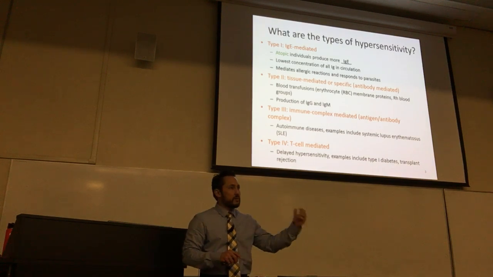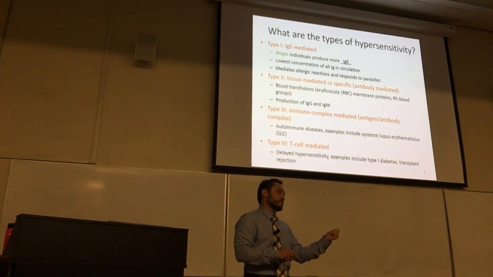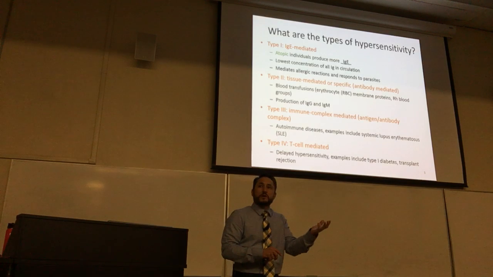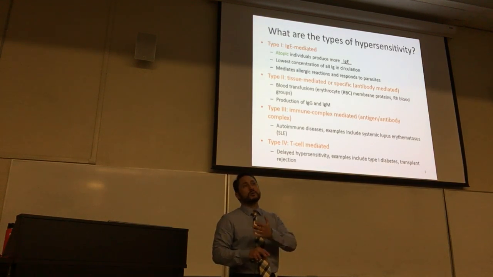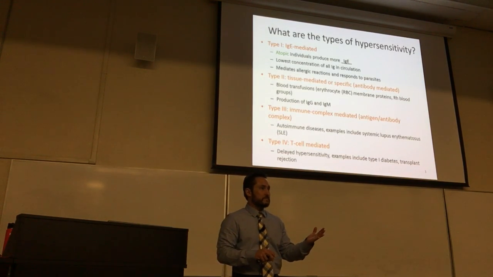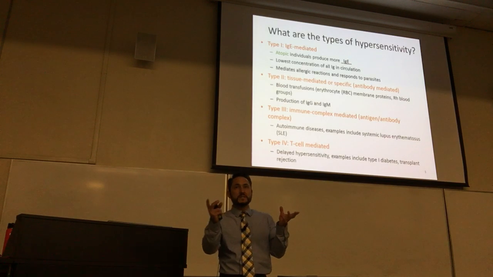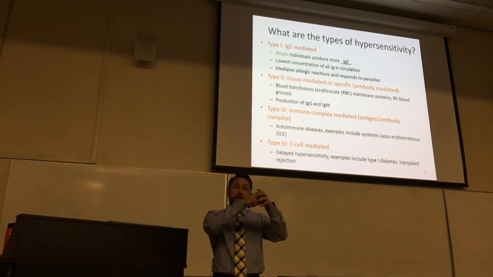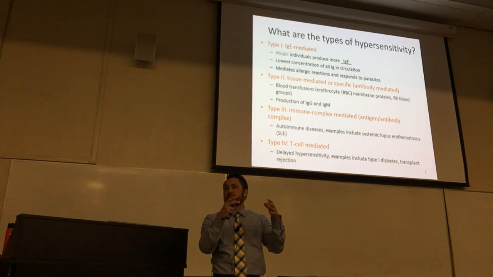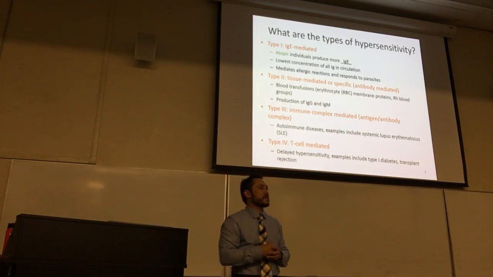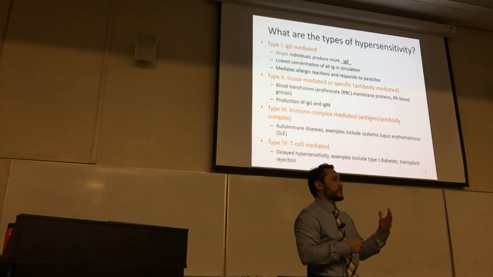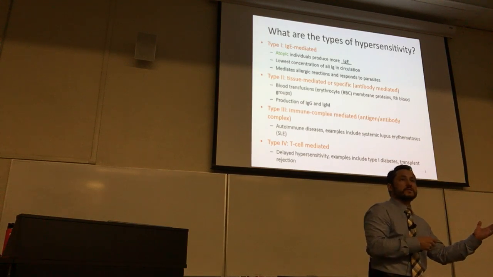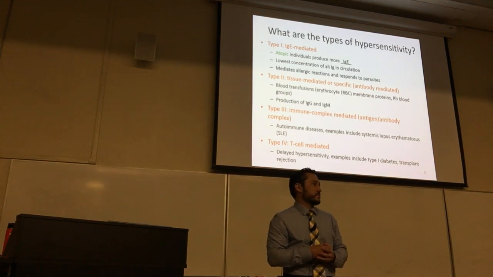So if you're type A, you express antigen A. If you're type B, you express antigen B. AB, you express both. And if you're type O, you don't express any antigen. Then there's another one called rhesus factor. And the rhesus factor is also a surface antigen that's expressed or not expressed in individuals. And if it's expressed, then you're Rh positive. If it's not expressed, then you're Rh negative.